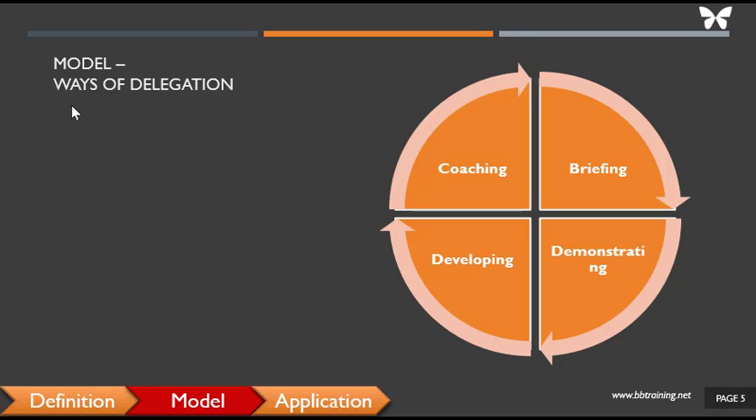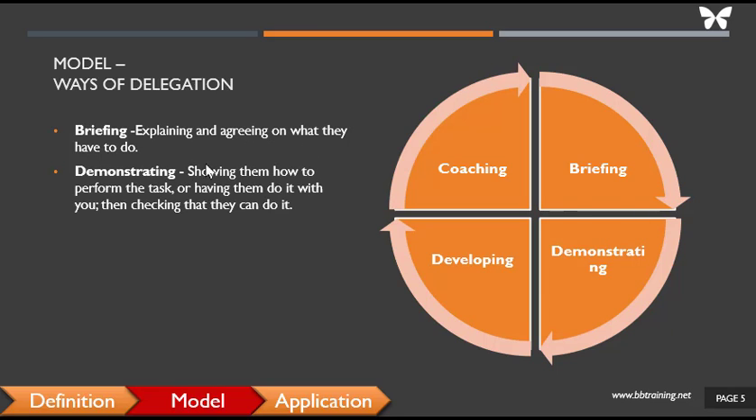Now let's move ahead and talk about the 4 techniques or ways of delegation and improving people. Remember, delegation is one of the most important skills to improve people. So let us start with briefing. Briefing is explaining and agreeing on what they have to do. So you brief, you explain, you listen to them, you ask them if there were any questions, and then you agree on what they have to do.